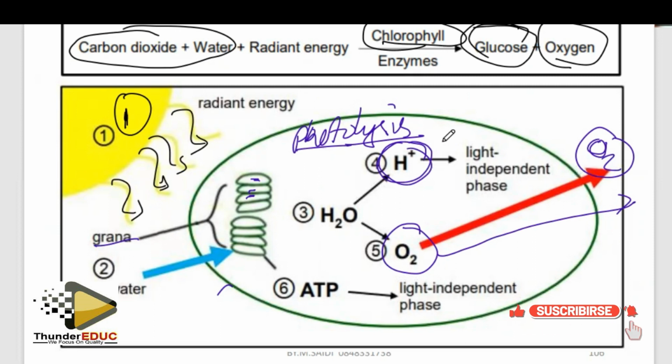Now, we use this hydrogen ion which is formed. This hydrogen ion will go to the light independent phase, which we call the dark phase. But how does this light independent phase get this hydrogen?